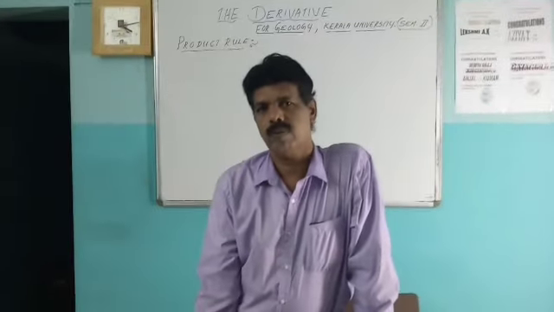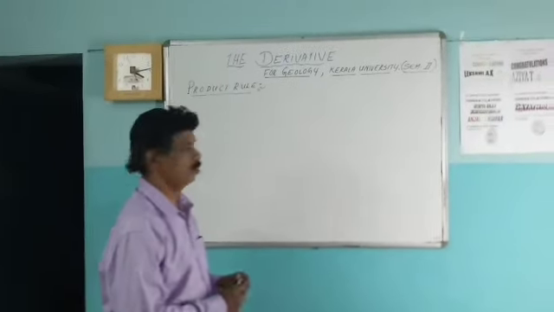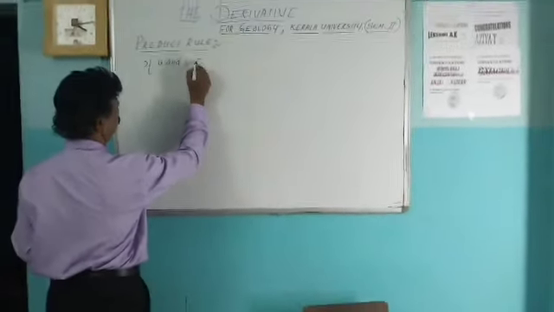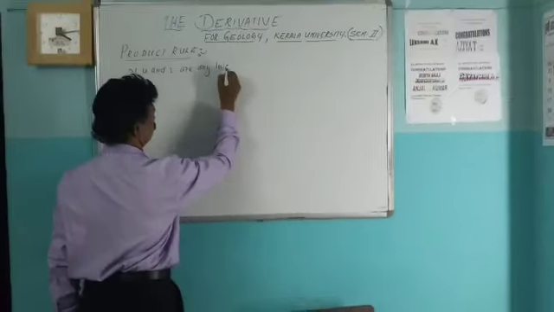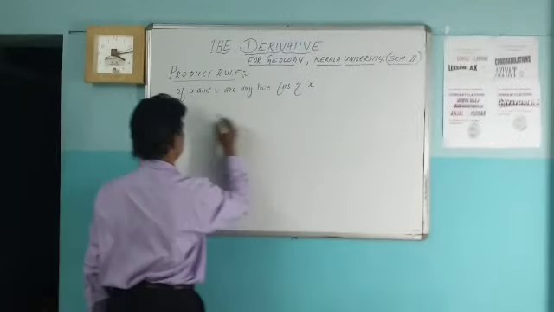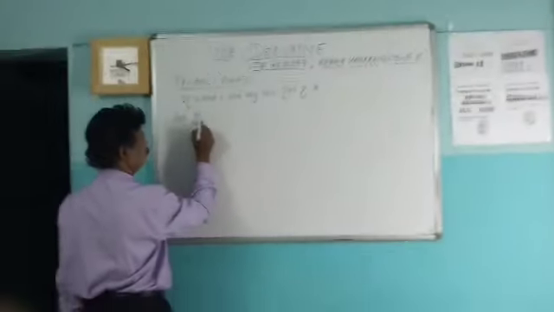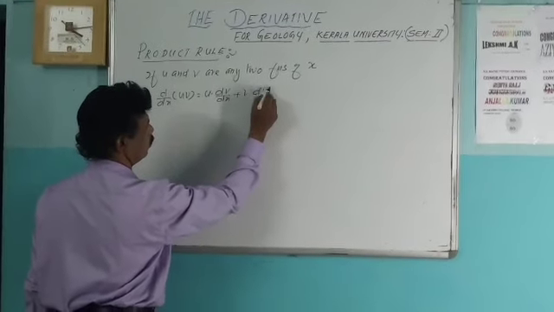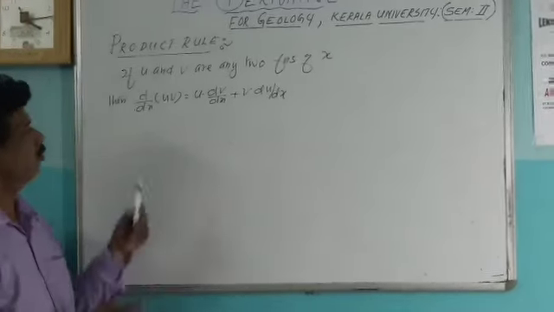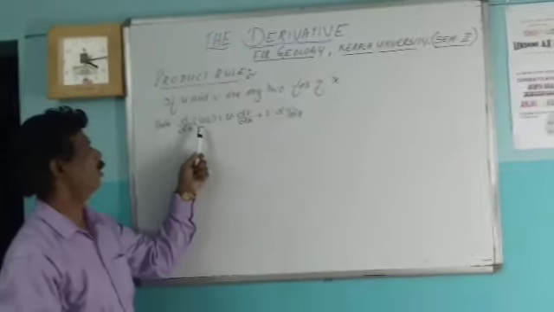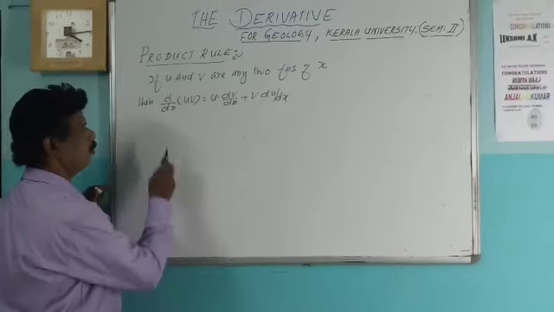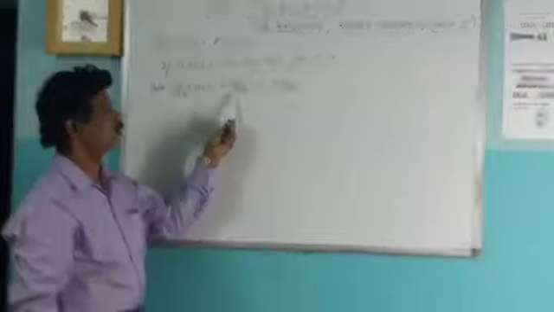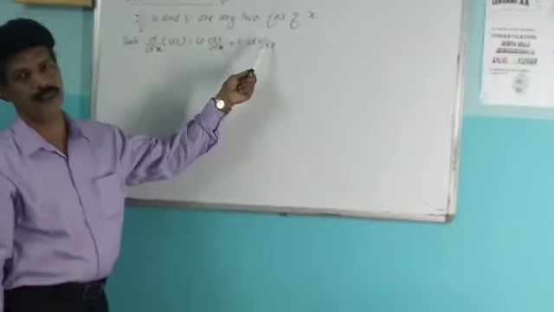Today I am going to explain product rule. What do you mean by product rule? If u and v are any two functions of x, then d by dx of uv equal to u into dv by dx plus v into du by dx. That is first function into derivative of second plus second function into derivative of first.